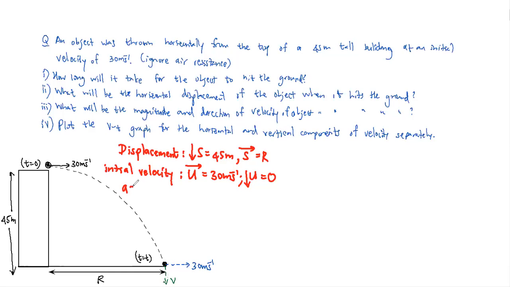And acceleration, right? Talking about acceleration, vertically, acceleration is going to be 10 m/s². And horizontally, what is going to be the acceleration again? What is the acceleration horizontally? Once again, it is going to be 0. Why is that? There is no air resistance. So there's no force in the horizontal direction. So horizontally, acceleration will be 0.